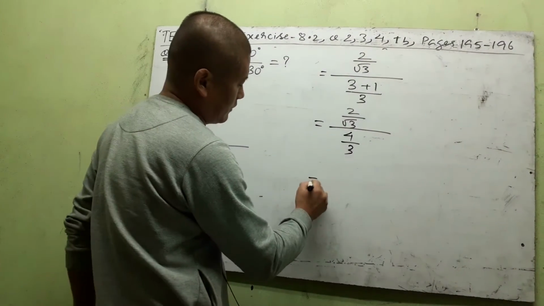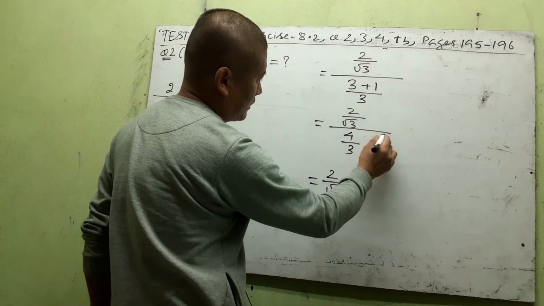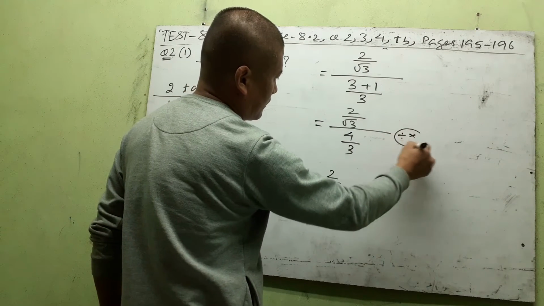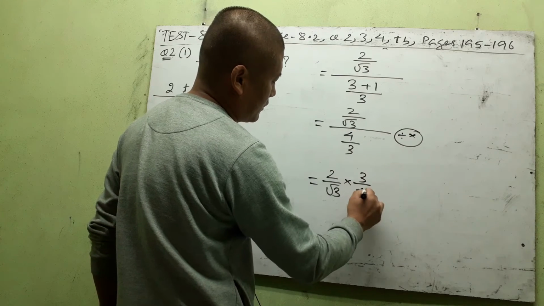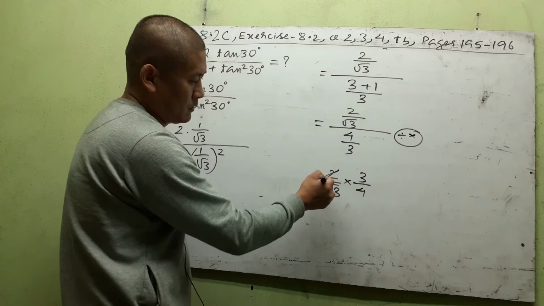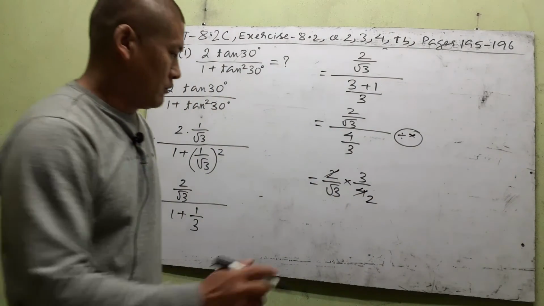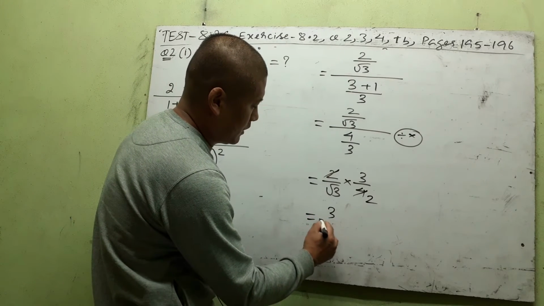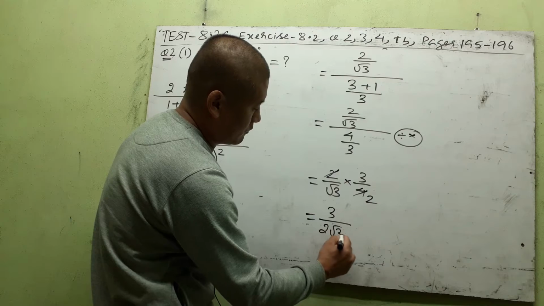Then here we can write 2 by root 3, same one. Change this division sign to multiplication sign. Then down 3 will go up. Up numerator 4 will come down. 2 2s are 4, right? Now we're going to get here 3 by root 3 into 2, which is 2 root 3.